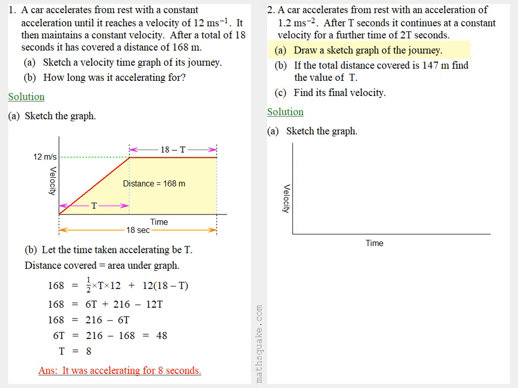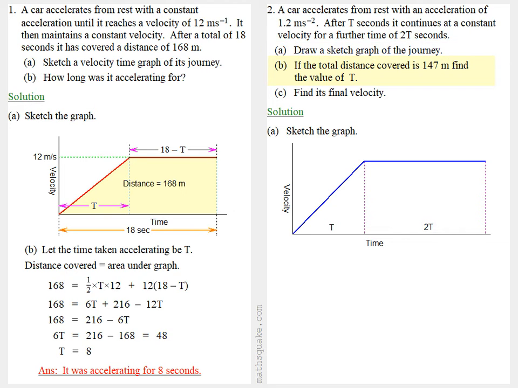Now to draw the graph, we know that it accelerates from 0 at a constant rate, and then after time t, it continues at a constant speed. So the first part of the graph has width t, and the second part of the graph has width 2t.